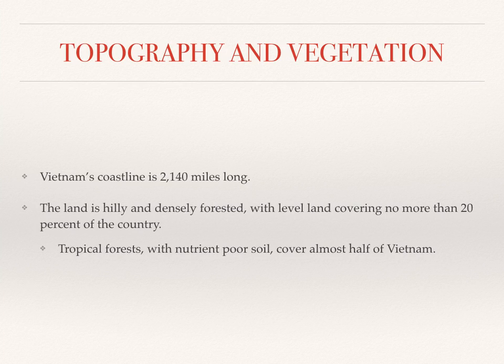Topography and vegetation. Being on the ocean means it has a long coastline, over 2,000 miles. If you go inland in Vietnam, it's a hilly, densely forested nation. Level land makes up no more than 20% of the country. Lots of tropical forests with the usual problem of nutrient-poor soil. They tend to cover about half of the country.